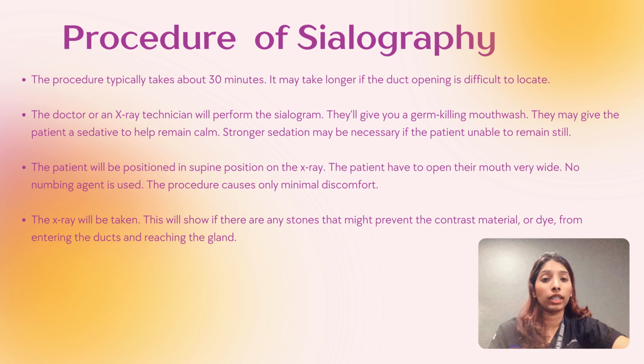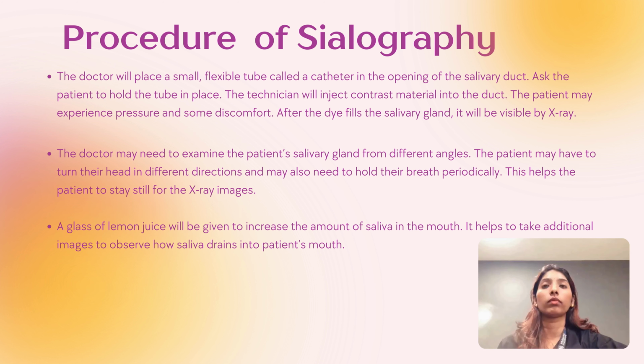An X-ray will be taken and it will show if there is any stone that may prevent the contrast material or dye from entering the duct and reaching the gland. As a continuation of the procedure of sialography, the doctor will place a small flexible tube called a catheter inside the opening of the salivary ducts and ask the patient to hold the tube in place.